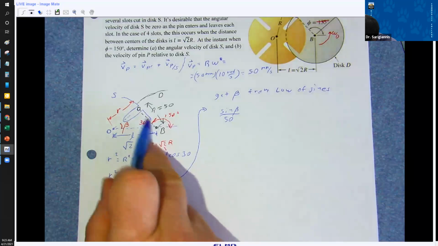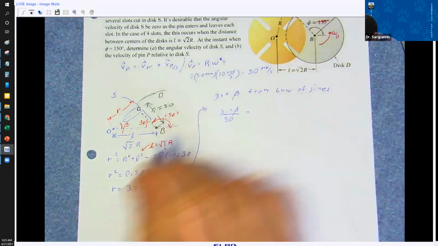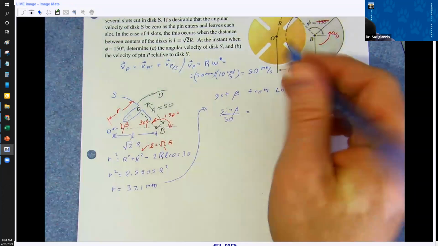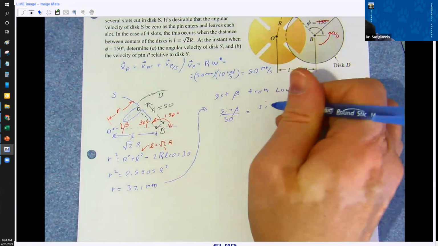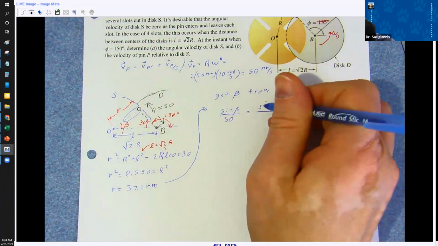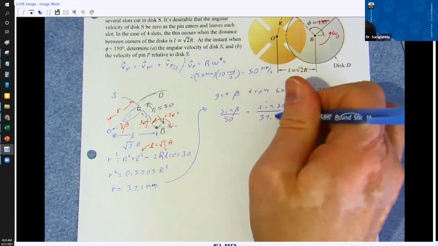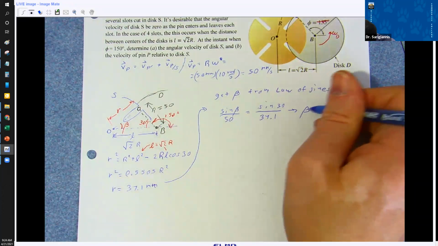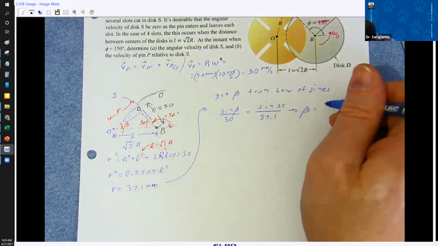Right, sine beta over the opposite 50 is equal to sine 30 over the known radius r. What's r? R is 37.1. So from here we get beta is equal to 42.4 degrees.